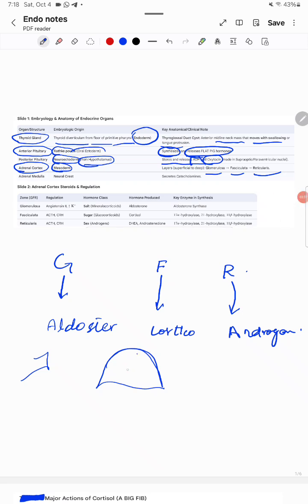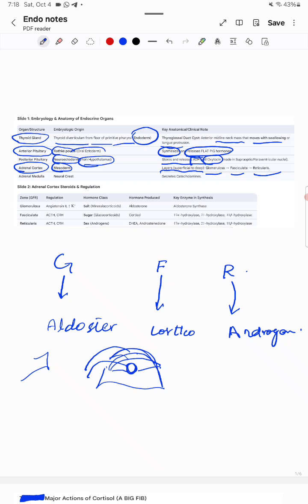So this is adrenal gland. In the middle, there is adrenal medulla. Now these are the layers. So first layer zona glomerulosa, fasciculata, and then reticularis. Okay, so this secretes aldosterone, then cortisol, and then androgen. So the deeper you go, the sweeter it gets. Okay, layers from superficial to deep. Okay, then we are having adrenal medulla.